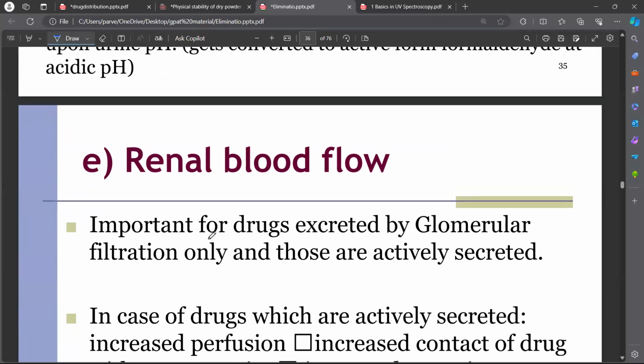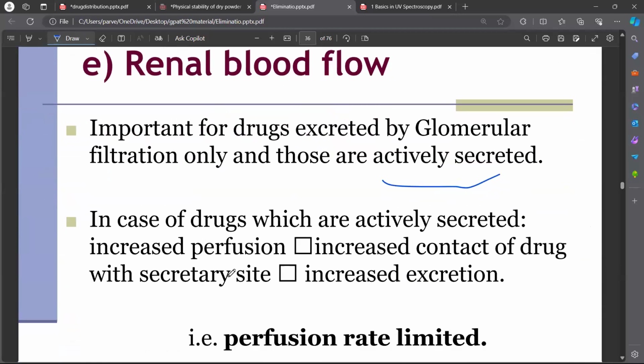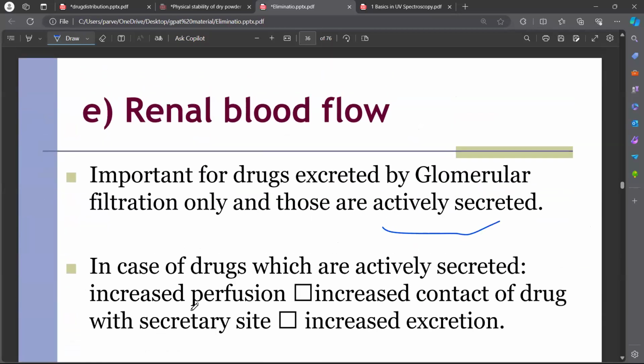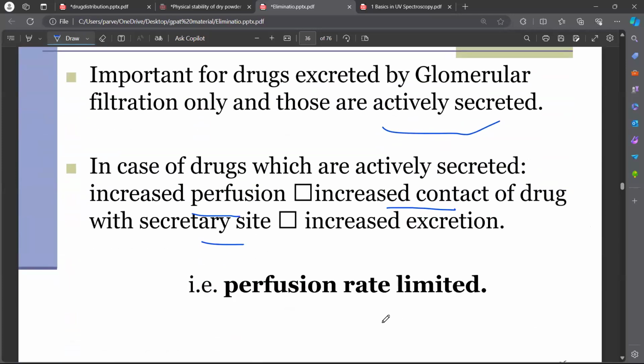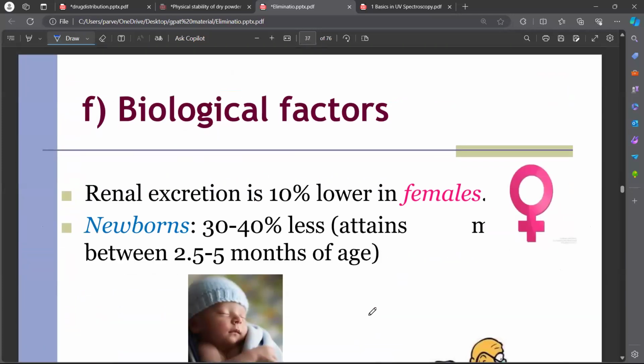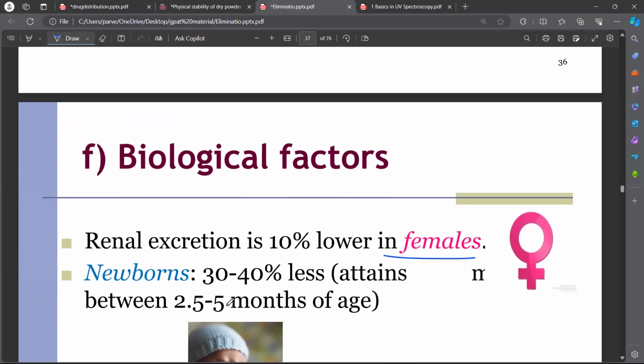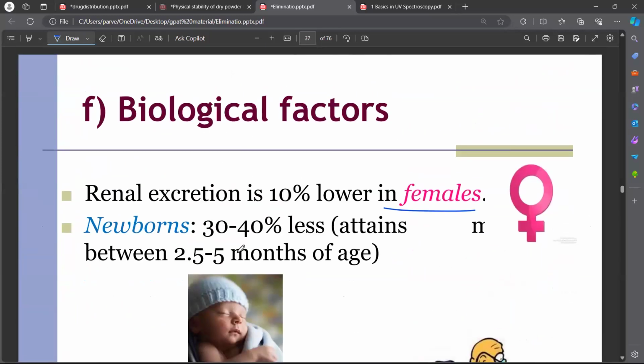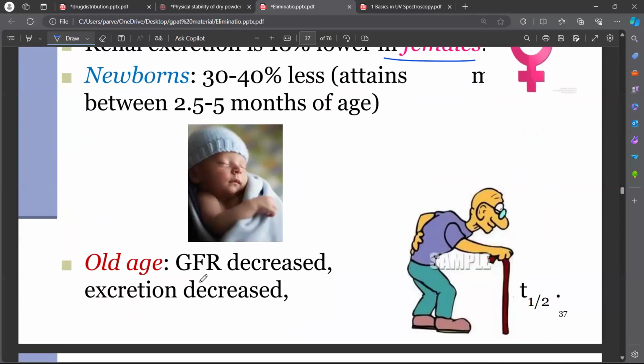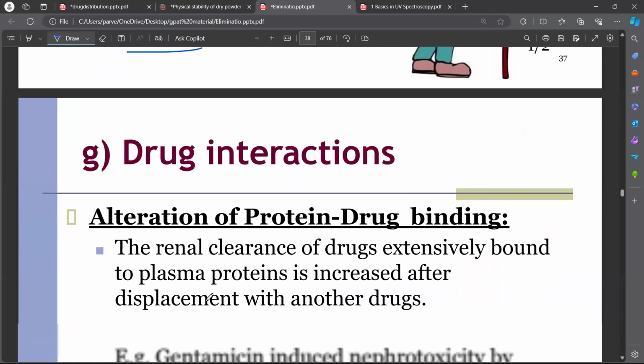Renal blood flow is important for drugs excreted by GFR and those that are actively secreted. Increasing the perfusion rate increases the contact of the drug with the secretory site and increases secretion, so it is perfusion rate limited. Renal excretion is 10% lower in females when compared to males. In newborns, the kidneys are not well developed, so the retention time in the body increases. In old age, GFR decreases and excretion decreases.